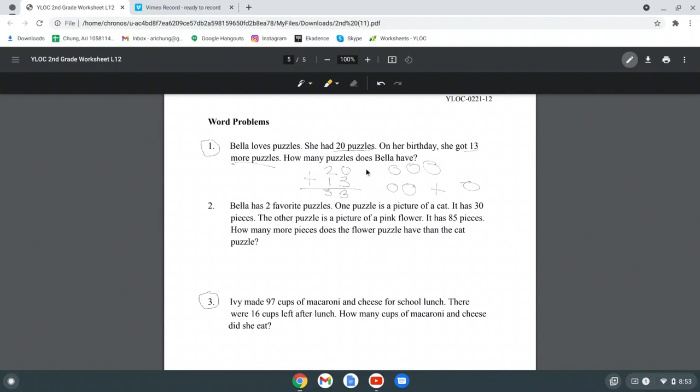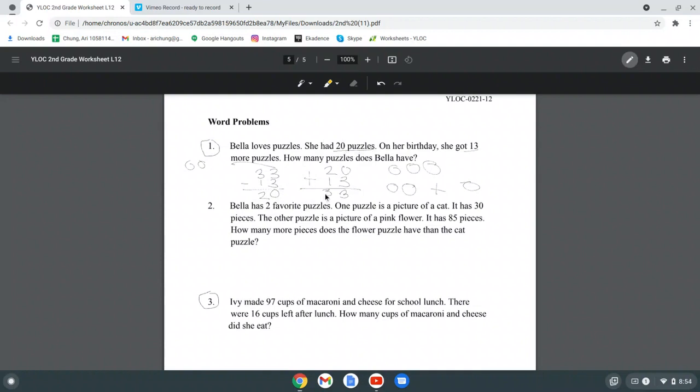33. And to check our work, we can subtract 33 minus 13, and let's see if we will get 20. 33 subtract 13 that she got on her birthday. 3 minus 3, if we have 1, 2, 3, and we remove 3, that'd be 0. And we have 3, 1, 2, 3, and we subtract 1. If we remove that, we're left with 2. So 33 minus 13 is 20, and it says right here that she had 20 puzzles, so we are doing this correctly.